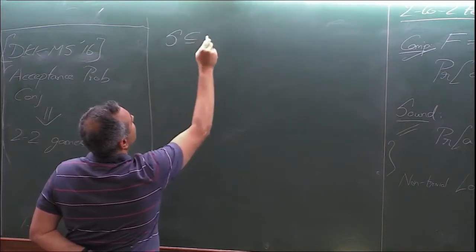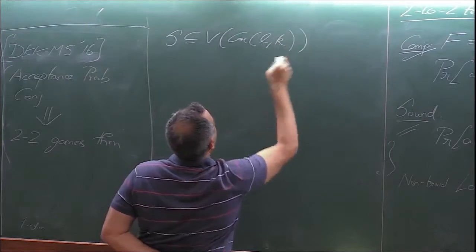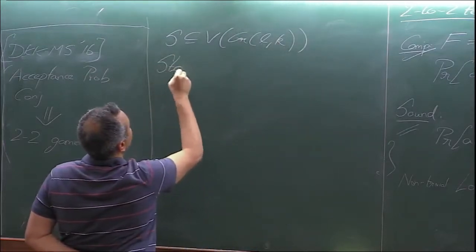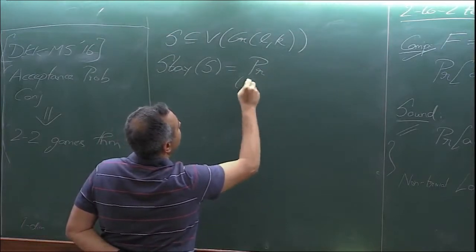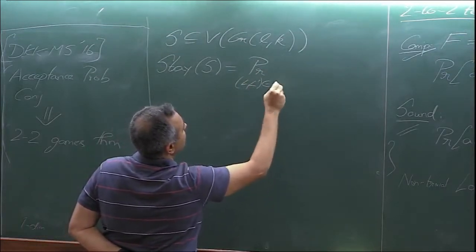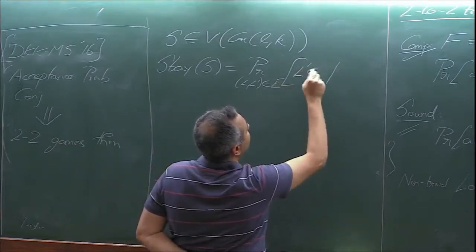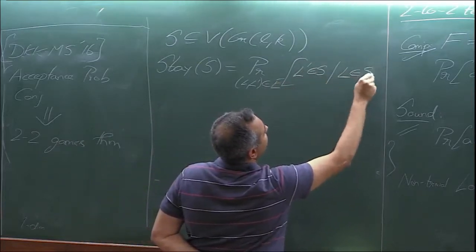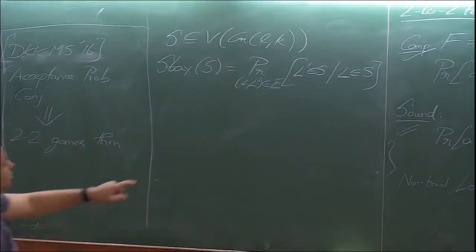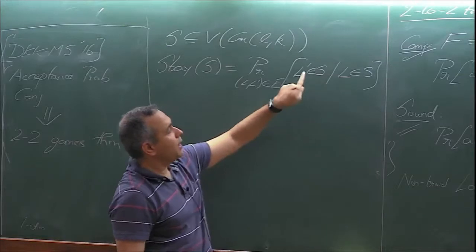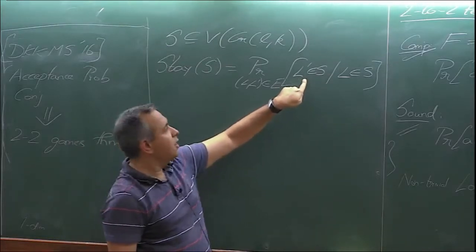Given any set S of vertices of the Grassmann graph, let's define the staying probability of S to be precisely: pick a random edge LL' among the edges, the probability that L' is in S, conditioned on L being in S. So if you pick a random vertex in S, what's the probability that its neighbor according to the Grassmann graph is also in S? This is the staying probability.